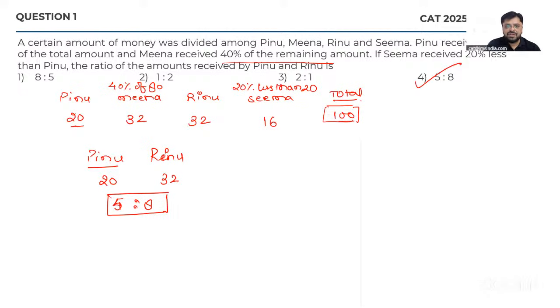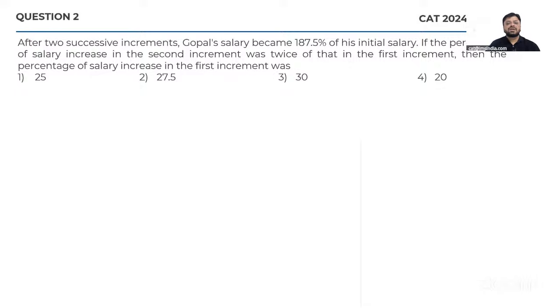Let's move to the next question then. It says after 2 successive increments, Gopal's salary became 187.5% of his initial salary. First, understand it became 187.5%, which means the final increment in salary is 87.5%.